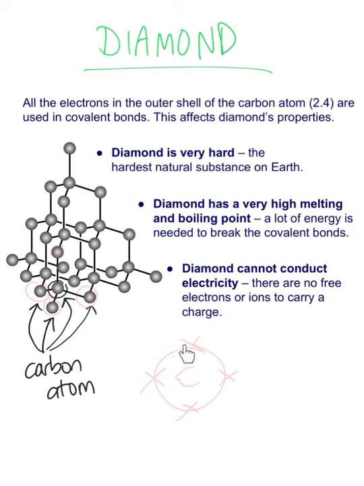And the reason being, there are no free electrons in this structure. Okay, because every atom here has 4 carbon electrons, and every electron is involved in bonding. If there's no freely moving electrons, you cannot have an electrical current.